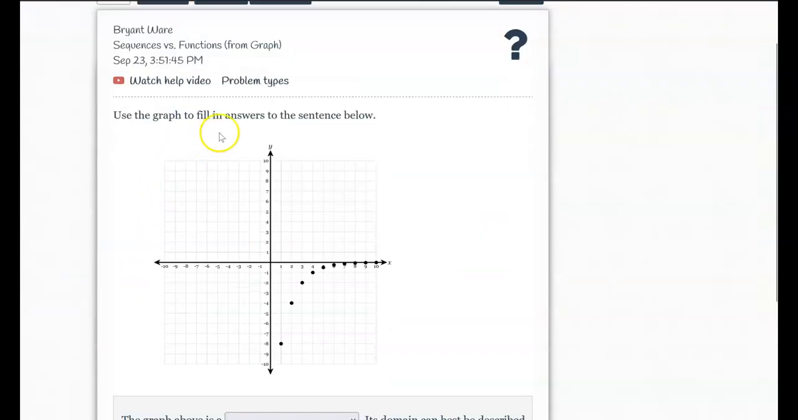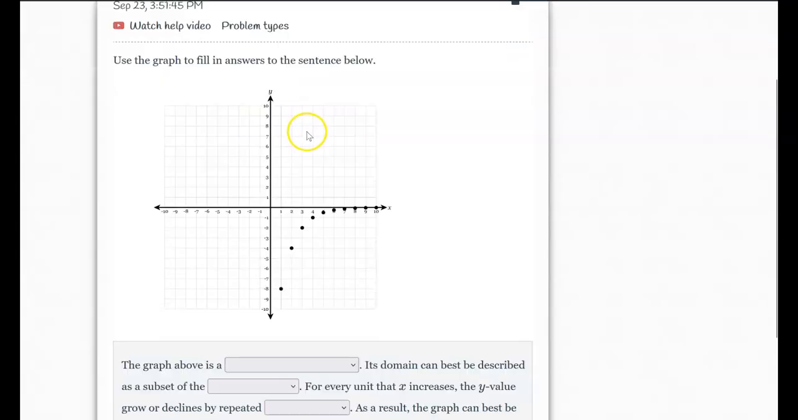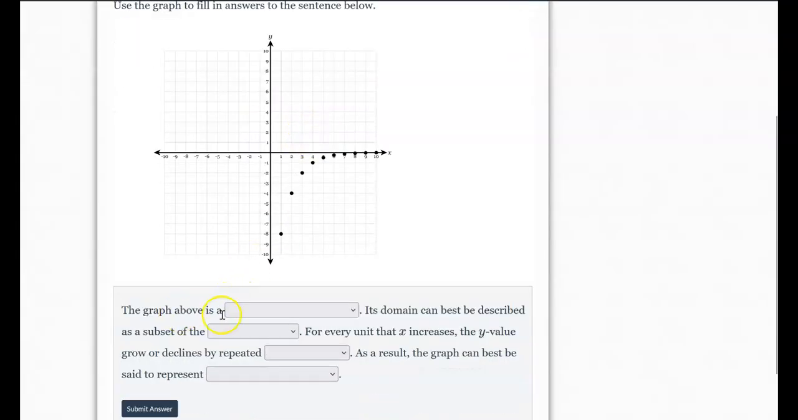All right, use the graph to fill in the answers to the sentence below. So here, this graph above is a set of discrete points. See the points? A set of discrete points. Its domain can best be described as a set of the whole numbers this time. Whole numbers. Not all real numbers, just the whole numbers.